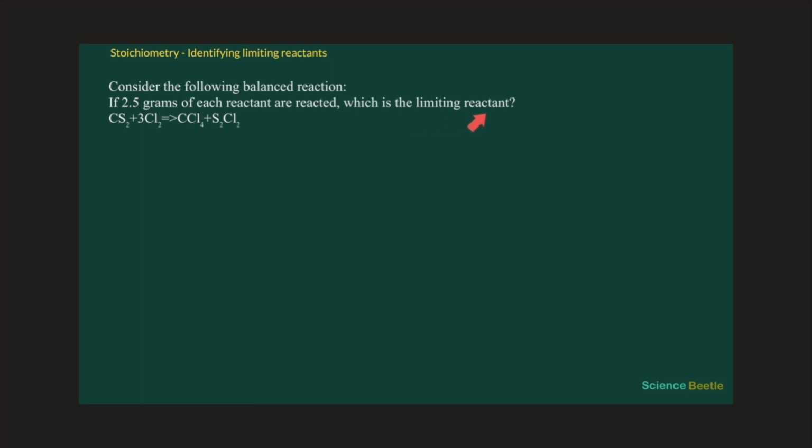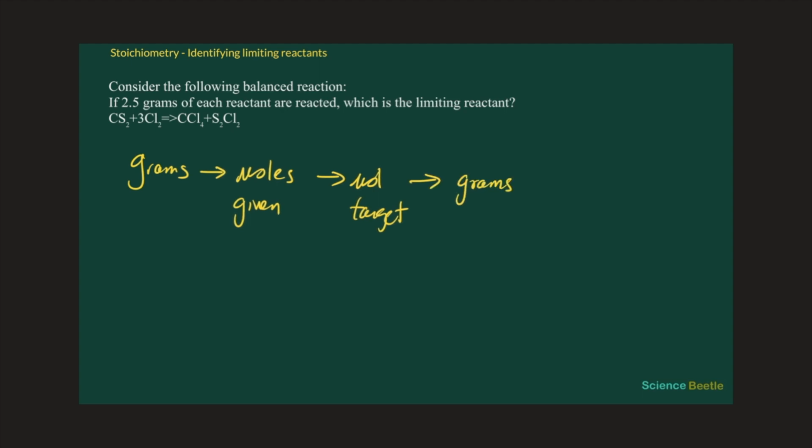Since this is a limiting reactant problem, we need to make sure that we can identify which of these two reactants is going to run out first. Normally, I would say you want to use stoichiometry for this process all the way through, which means you have to convert from grams of the given amount to moles, then convert moles of the given to moles of the target compound, which is the one you don't think is the limiting, and then convert this to grams of the target.